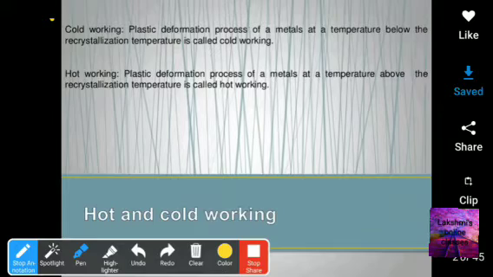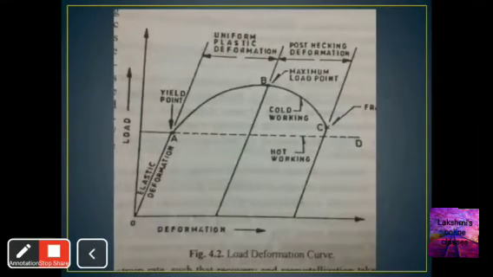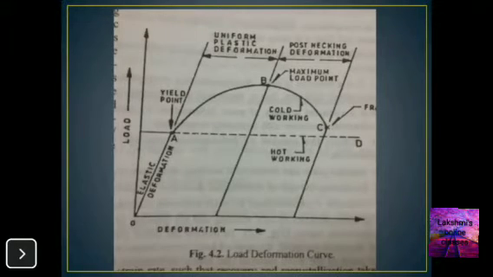From room temperature to below the recrystallization temperature, the work may be undertaken in plastic deformation, and then we call it cold working. Wherever it is above the recrystallization temperature, the work material may be considered as plastically deformed, and therefore we call it hot working. So this is the clear picture of the load deformation cycle, showing where cold working and hot working are obtained.